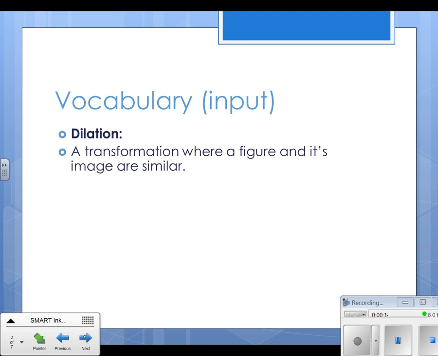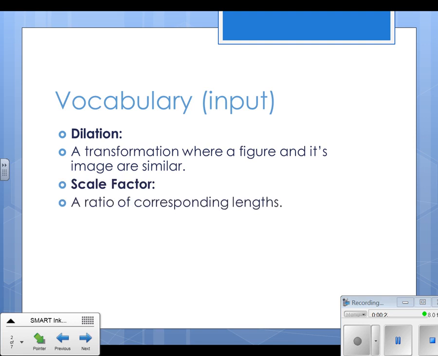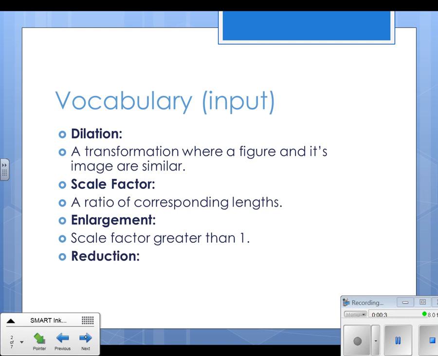A dilation is a transformation where a figure and its image are similar. A scale factor is a ratio of the corresponding lengths. An enlargement is when this scale factor is greater than 1. And a reduction of an image is when the scale factor is less than 1.